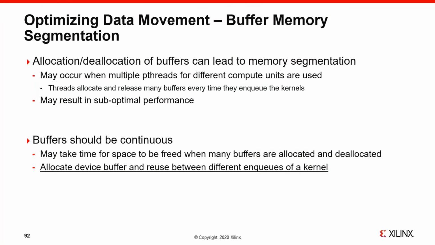Allocation and deallocation of memory buffers can lead to memory segmentation. This might result in suboptimal performance of compute units, even if they could theoretically execute in parallel. This issue often occurs when multiple POSIX or P threads for different compute units are used, and the threads allocate and release many device buffers with different sizes every time they enqueue the kernels. In this case, the timeline trace will exhibit gaps between kernel executions, and it may seem like the processes are sleeping.